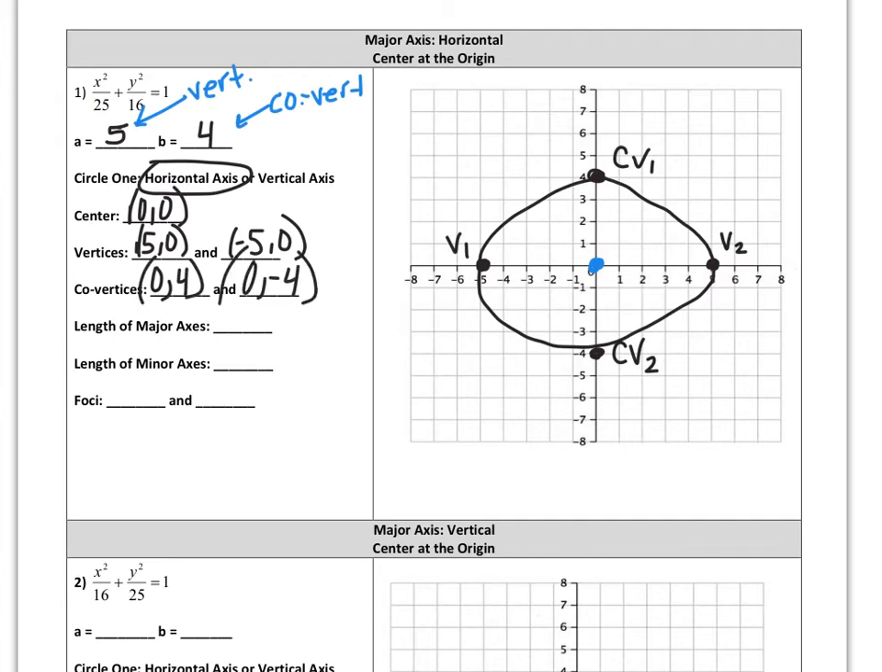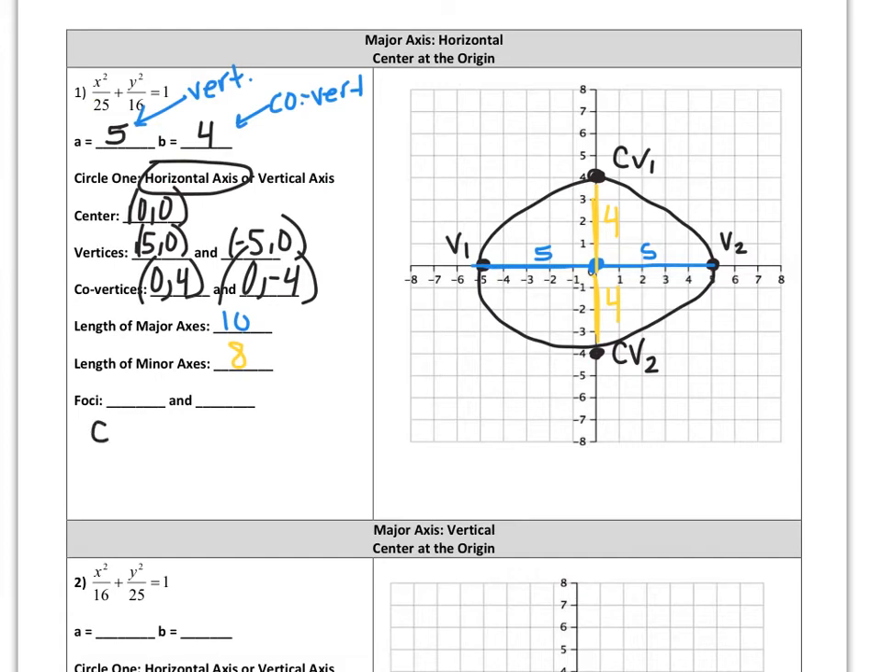The major axis is the distance from here to here, where my vertices lie on, which is 2 times the a value. So my a value is 5, so from here to here is 5, from here to here is 5, so the length of the major axis is 10. My minor axis is where my co-vertices are on, so if this is 4 and this is 4, my minor axis is 8. And now the last thing we need to do is find the foci.